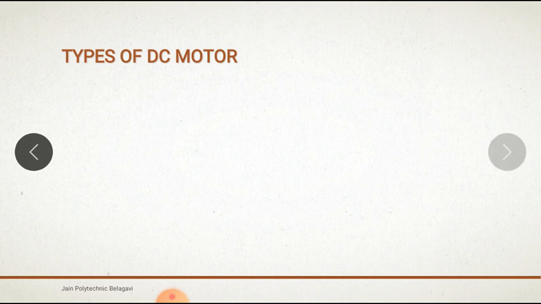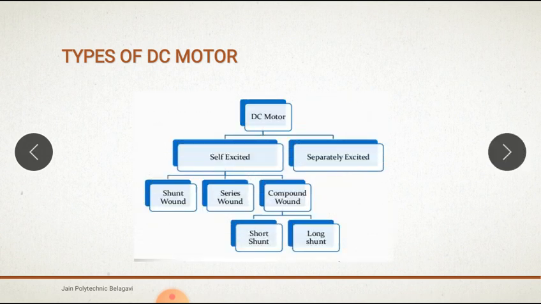Types of DC motor. All the DC motors are excited from an external source only, but based on the connection of field winding and the number of fields, DC motors are classified as self-excited and separately excited. Self-excited motor is further classified into shunt motor, series motor and compound motor, and the compound motor is further divided into short shunt compound motor and long shunt compound motor.